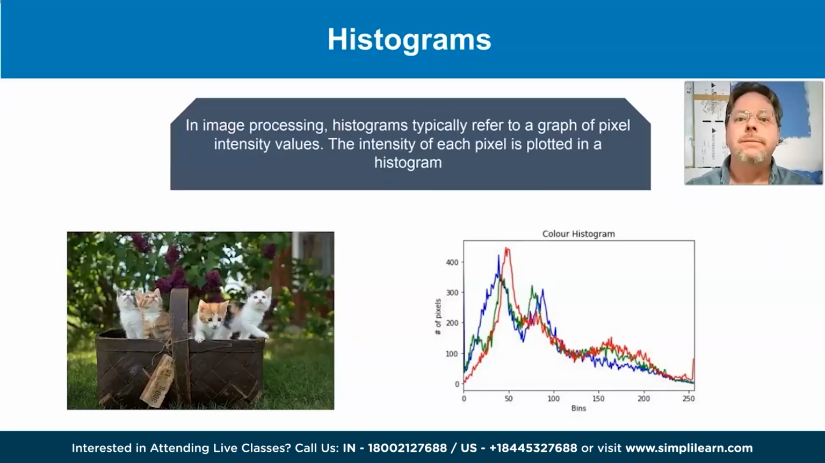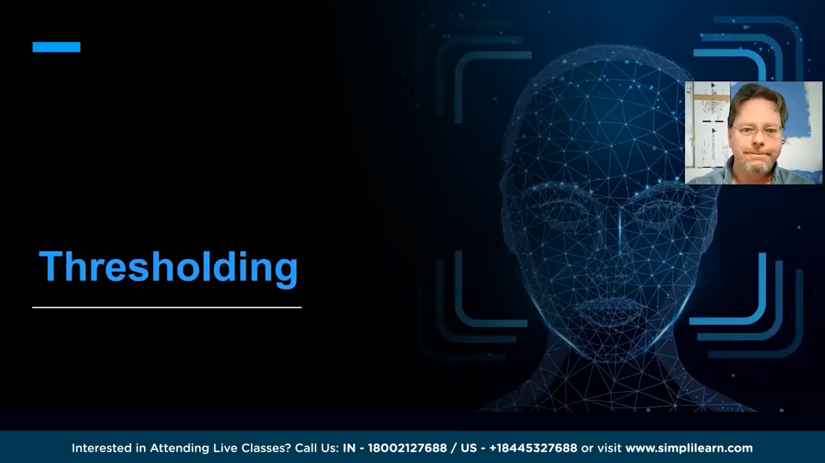And then there's histograms. In image processing, histograms typically refer to a graph of pixel intensity values. The intensity of each pixel is plotted in a histogram. Again, these histograms are the beginning of doing different identifications and can be used for different things. You don't really publish a histogram onto your web page of the cats because it's just kind of silly, but you can use that data in data processing to look at different things and pull different things out of the picture.